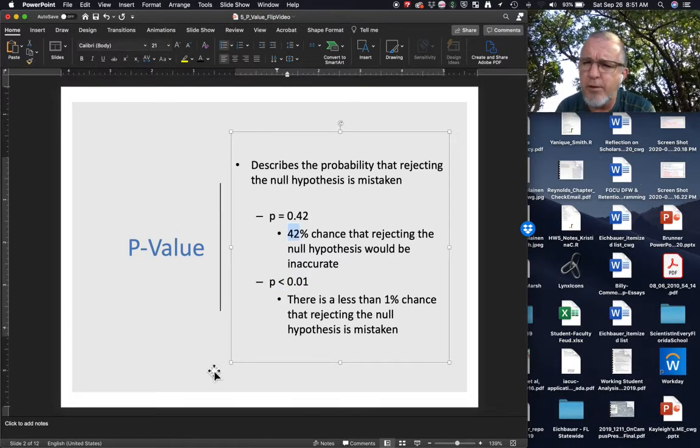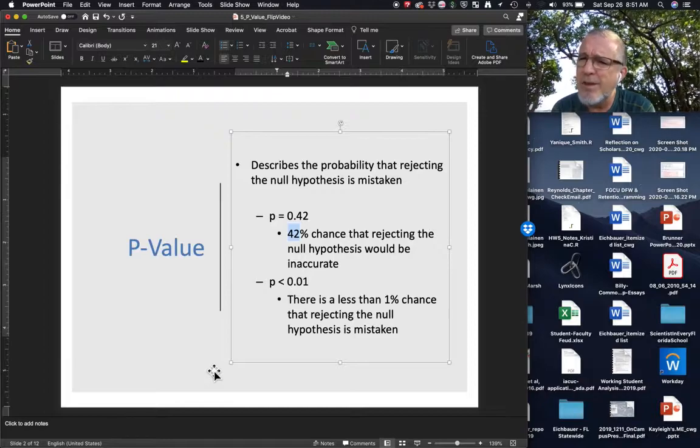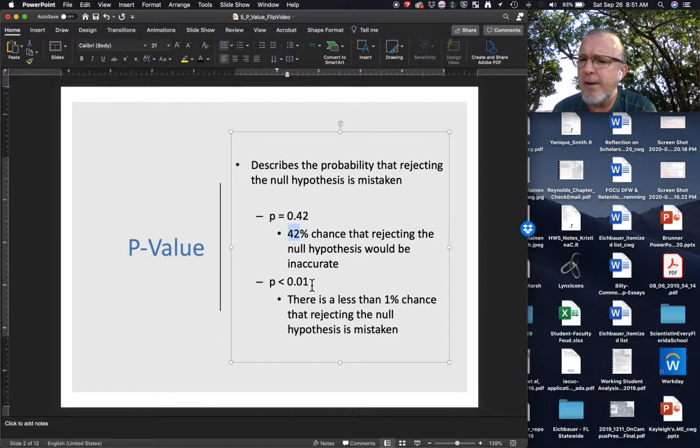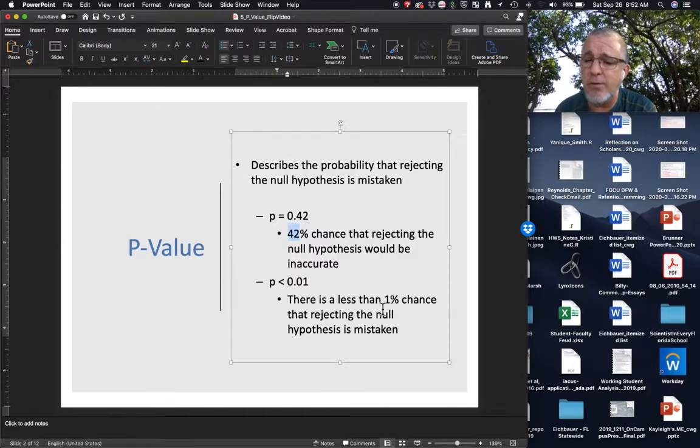If there is a 42% chance of making a mistake in rejecting the null hypothesis, then we tend to accept the null hypothesis. If there is less than a 1% chance of making a mistake when we reject the null hypothesis, then we tend to reject the null hypothesis and describe the alternative. So the p-value tells us what to do with the null hypothesis. Once we decide what to do with the null hypothesis, we can then decide how we want to look at the data and how we want to evaluate that data.